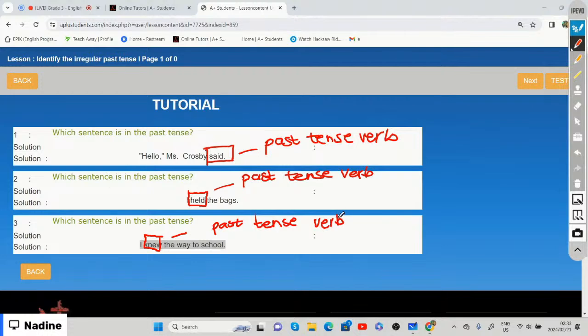And if we look at the word said, if we look at the word held, and if we look at the word knew, then what is the present tense of those words? For example, the present tense of said is say. What is the present tense of held? And what is the present tense of knew? Yes, well done. So held, to hold something. And knew and know. So well done.